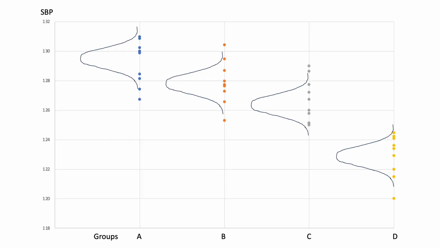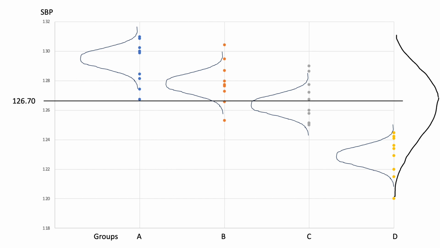Diving in further, we see that each group has its own systolic blood pressure measurement and has its own distribution. That distribution has its mean and that distribution has its variance. The first thing to notice is that there is mean and variance in the four groups individually, but there is also an overall mean and the overall distribution with its variance, meaning all the systolic blood pressure measurements collected together have a mean of 126.70. So all the 40 people have a mean blood pressure of 126.70.